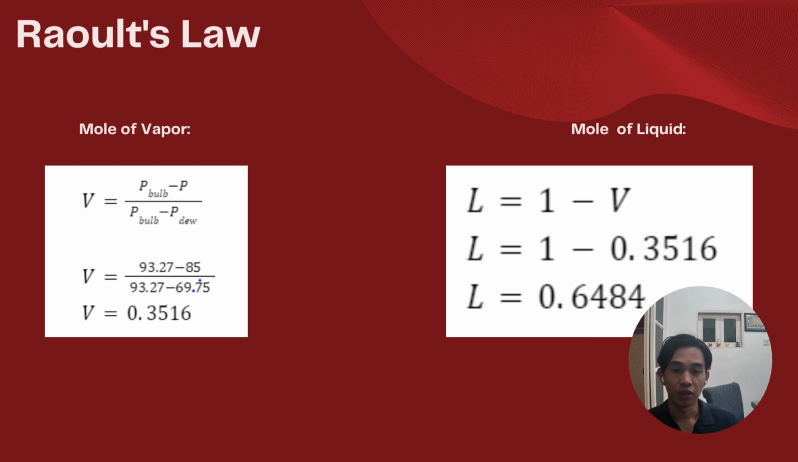As you can see here, we can get the mole of vapor, which is V equals P bubble minus P over P bubble minus P dew. We get the calculated value of 0.3516. So that is the mole of vapor. To find the mole of liquid, we simply take 1 minus V, which is 1 minus 0.3516. We get the value of 0.6484.